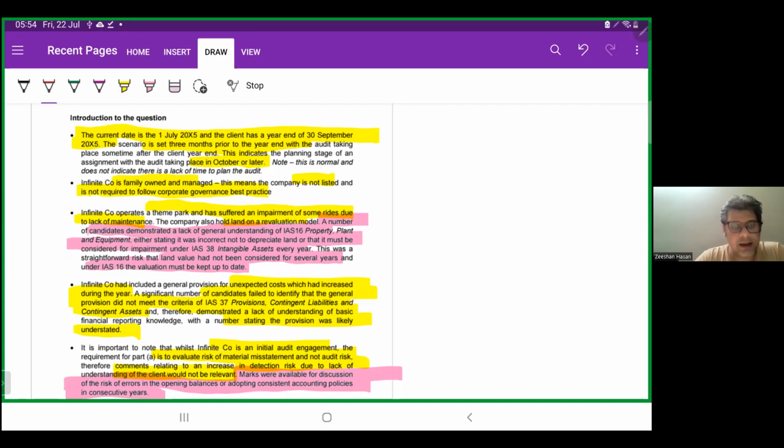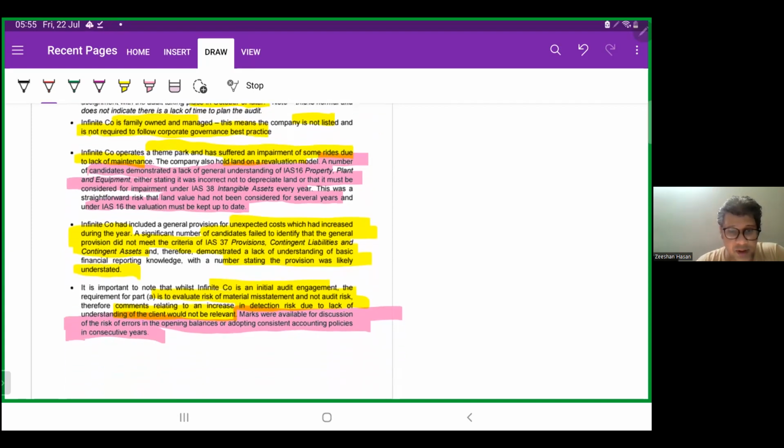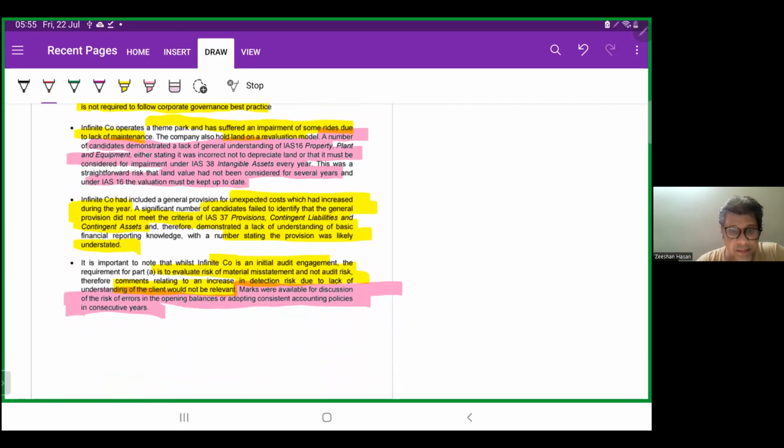Two done. Third one. Infinite company had included a general provision for unexpected costs which had increased during the year. A significant number of candidates failed to identify that the general provision did not meet IAS 37 Provisions and Contingent Assets, and therefore demonstrated a lack of understanding of basic financial reporting knowledge, with a number stating the provision was likely understated. Another blunder. Now it is important to note Infinite company is an initial audit engagement.